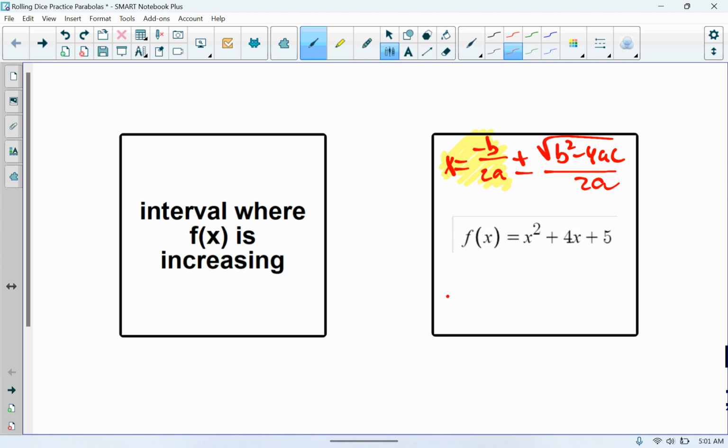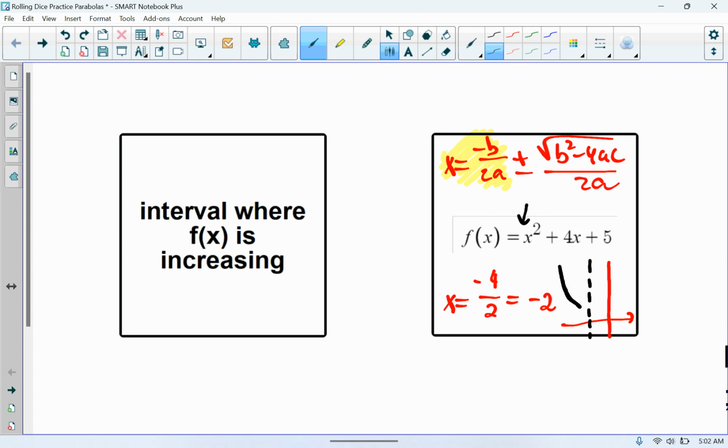So my a value is 1 and my b value is 4. Again, I don't need the c value for this particular question. So negative 4 over 2 is going to be negative 2. So that is my axis of symmetry. And my parabola is going to be facing upwards. And I know this because I have a positive 1 in front of my x squared.